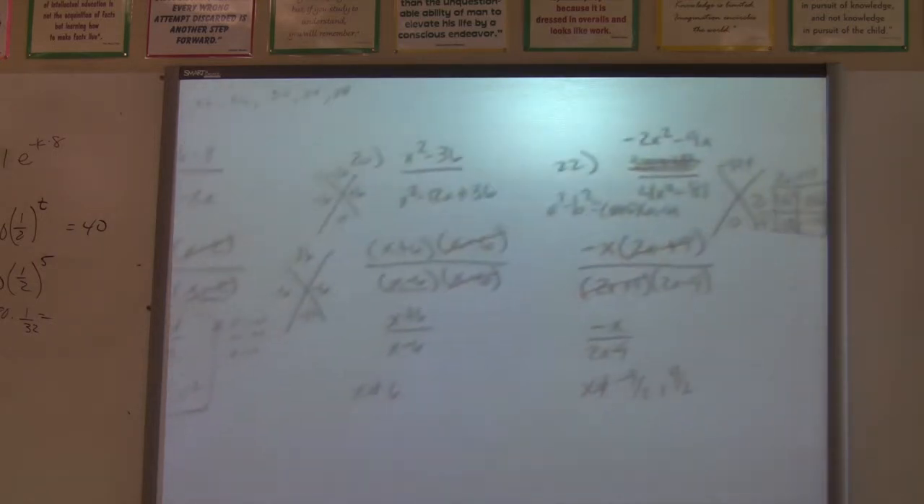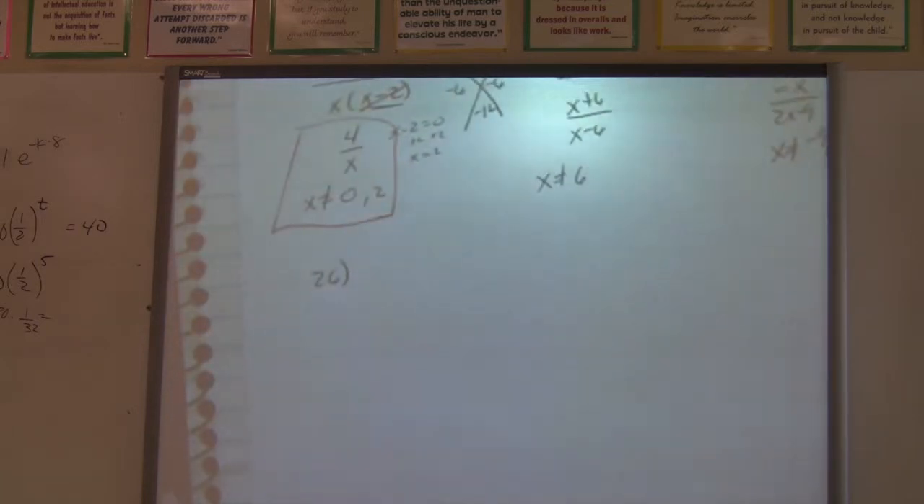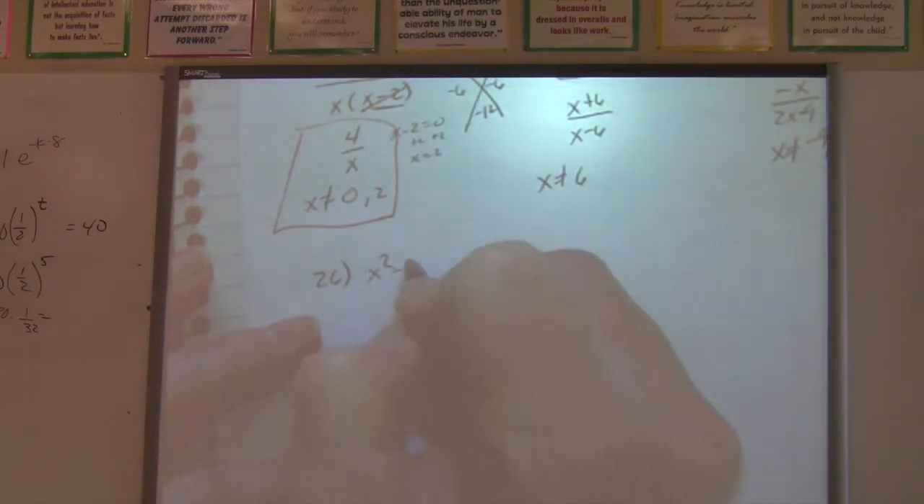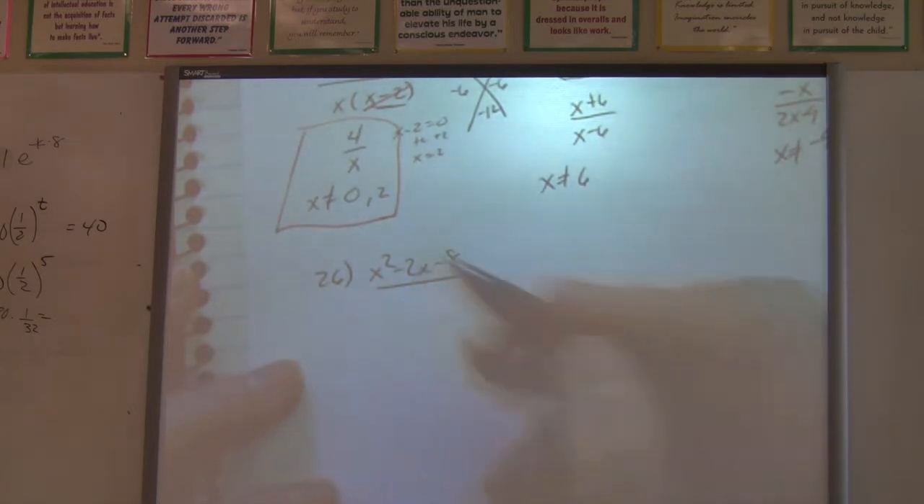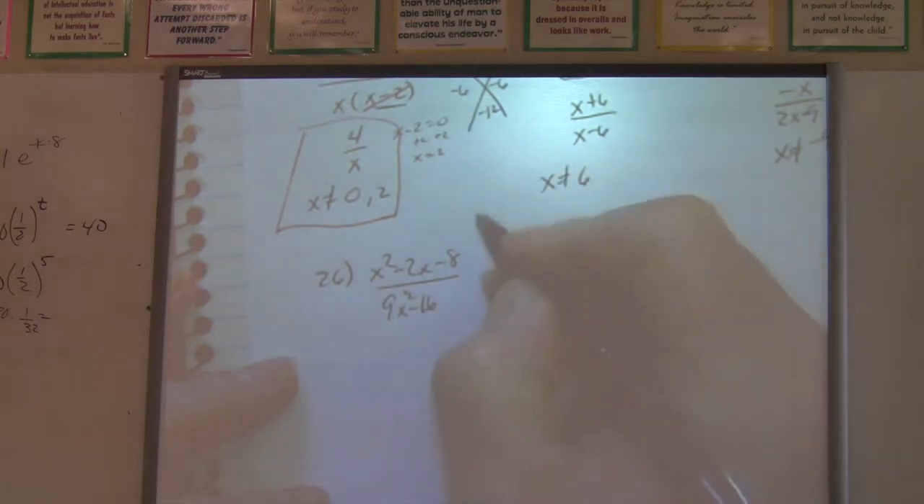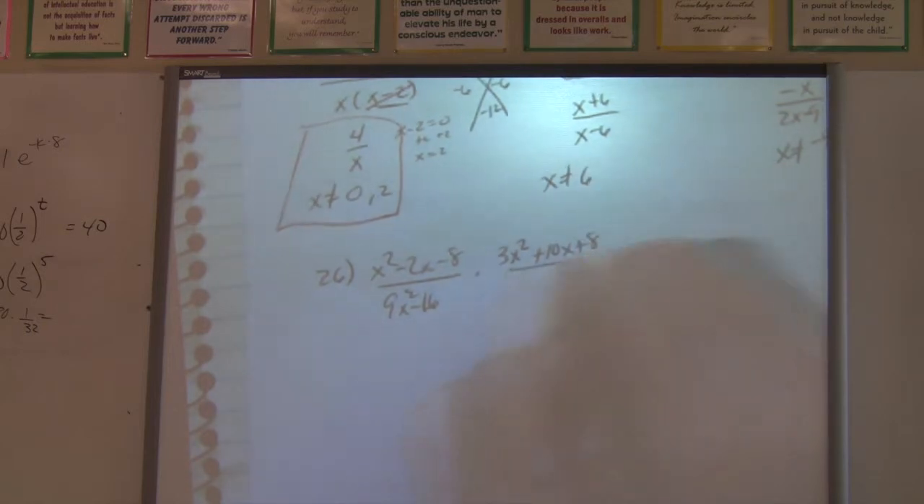Now let's try some multiplication. So let's look at 26. So 26 says x squared minus 2x minus 8 over 9x squared minus 16 times 3x squared plus 10x plus 8 over x squared minus 16.